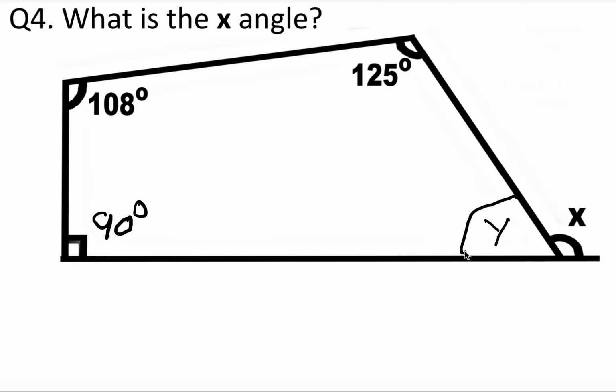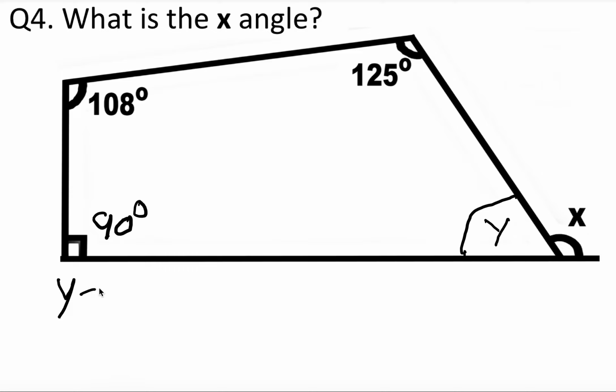And what we're going to do, we know that in a quadrilateral, which has 4 angles, the angles add up to 360 degrees. So we can use that to find out what y is. So let's find out what y is.